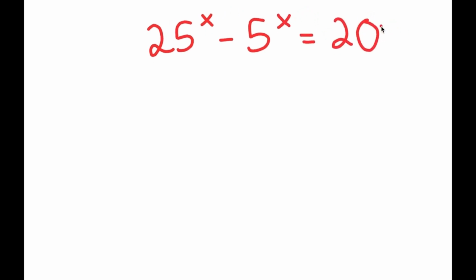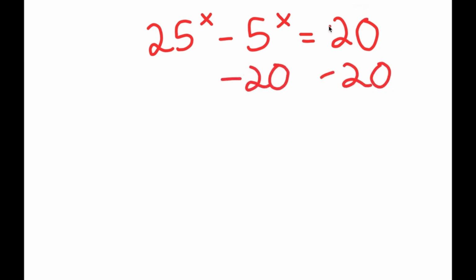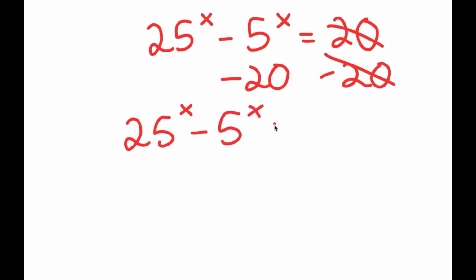Alright, so in this video, I'm going to be solving the equation 25 to the power of x minus 5 to the power of x is equal to 20. So to solve this equation, I'm going to first start by subtracting 20 on both sides. So then these two cancel out, and I get 25 to the power of x minus 5 to the power of x minus 20 is equal to 0.